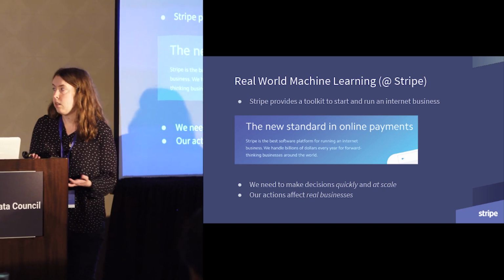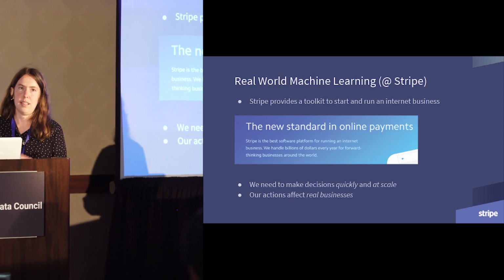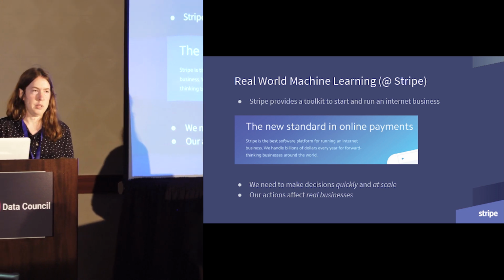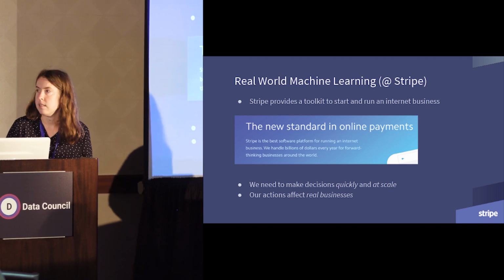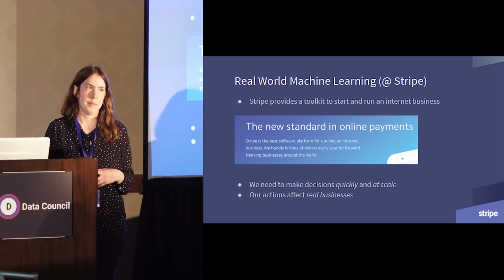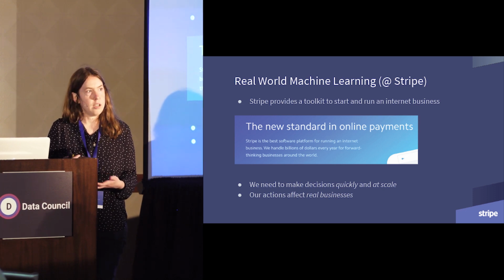And so we need to make a lot of decisions quickly, but also accurately. The worst case of machine learning for us would be that we accidentally shut down someone's business or block all of their transactions. So that frames a lot of our thinking about how we want to do things for production in ways that are reliable and reproducible.